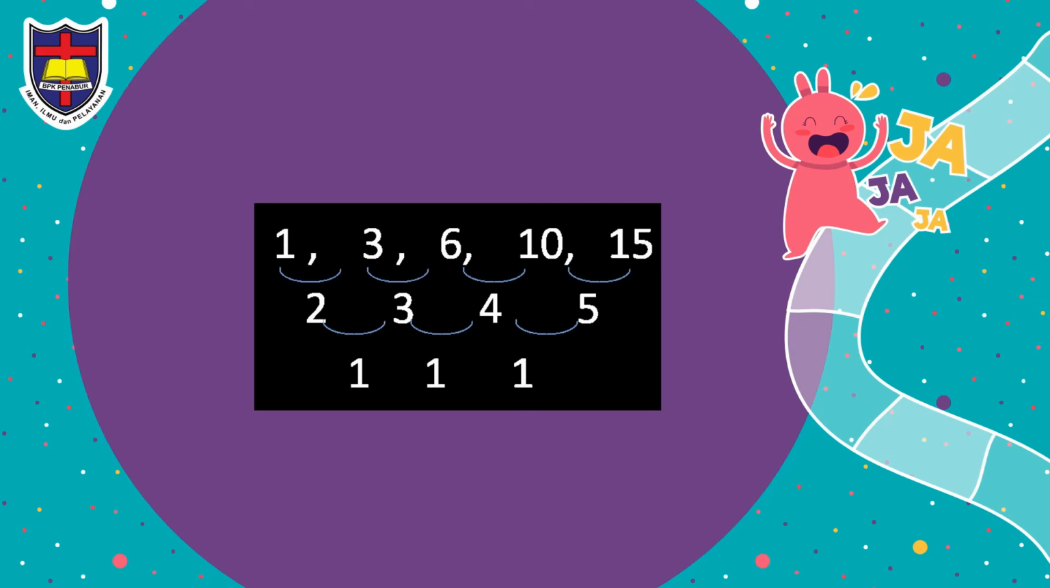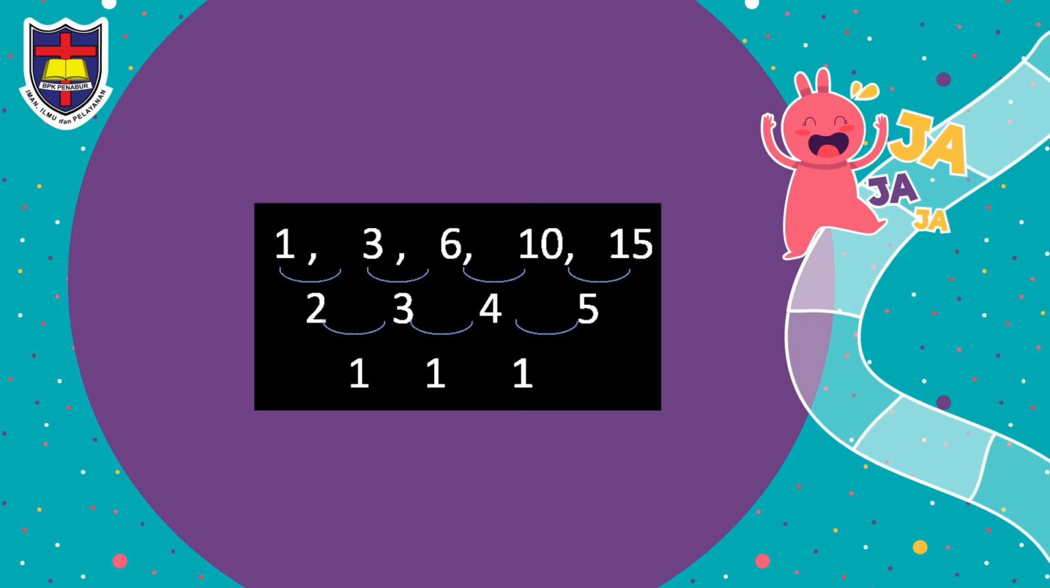So we must find the difference, right? So the difference will be 2, 3, 4, and 5. So the difference is not the same. But if we find the second difference, 2 to 3, 1, 3 to 4, 1, 4 to 5, 1. We have common difference in the third row. So when we have the common difference in third row, we call it second order arithmetic sequence.